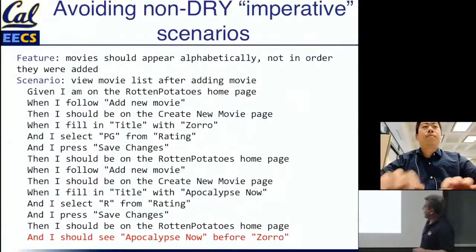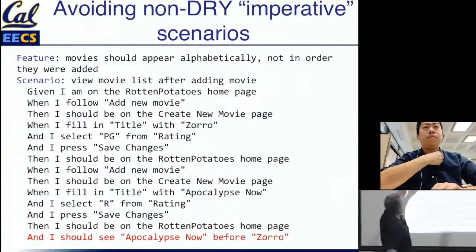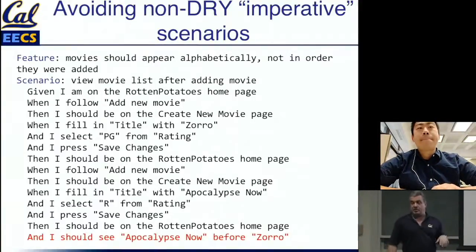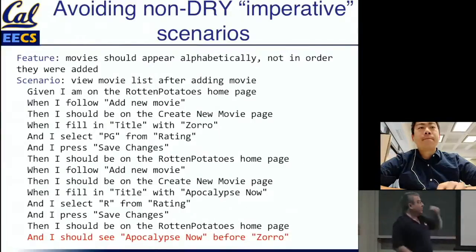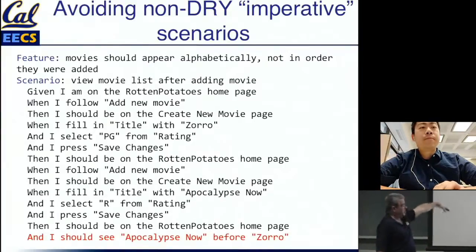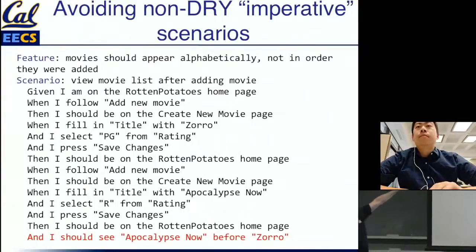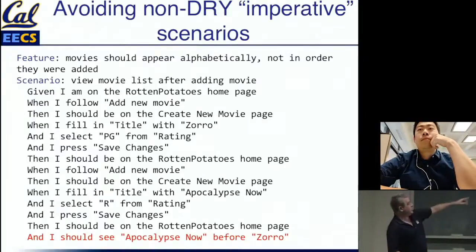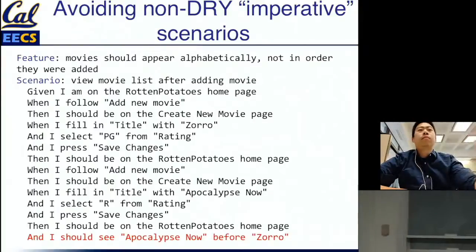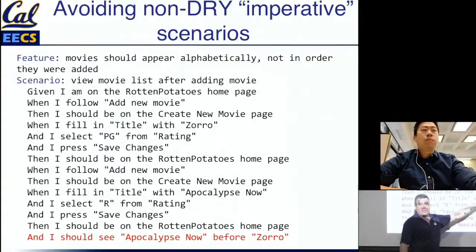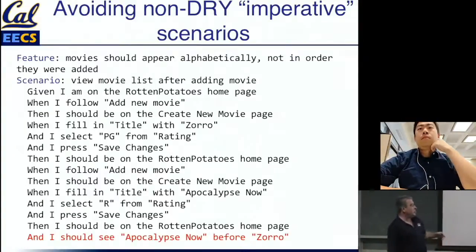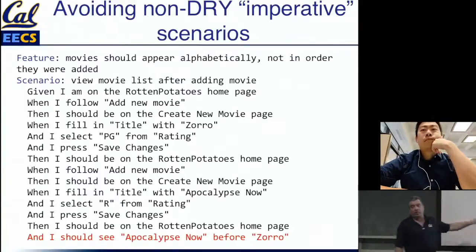Here's an imperative scenario, and the feature that I'm claiming to test is up top. It says movies should appear alphabetically, not necessarily in the order that they were added to the database. Pretty simple to understand. So if you take the time to read this, and I hope you don't because it's super, super boring, you will eventually figure out that it's going through that adding new movie workflow, once for a movie called Zorro, and once for a movie called Apocalypse Now, which should be sorted before it, but was actually added later in time. And then finally, when it gets back to the main page, it's checking that they appear in the correct order.